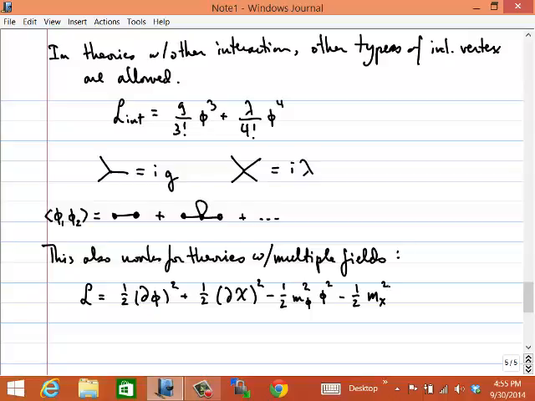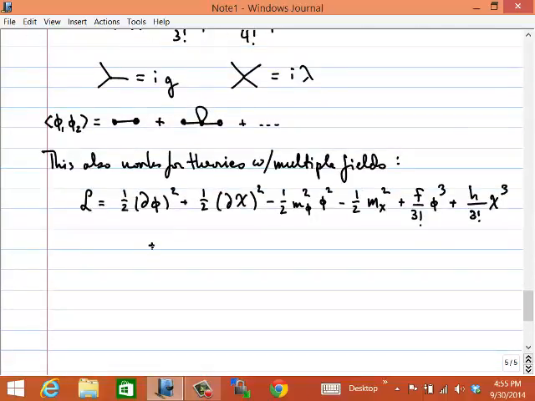Let's say they have masses m phi squared and m chi squared. And then you could imagine that they have some cubic self-interaction terms, along with some interaction terms that allow phi particles to turn into chi particles. Okay. So there's a simple interaction term, something that's proportional to phi squared chi squared. Okay. And that will allow two phis to turn into two chis.